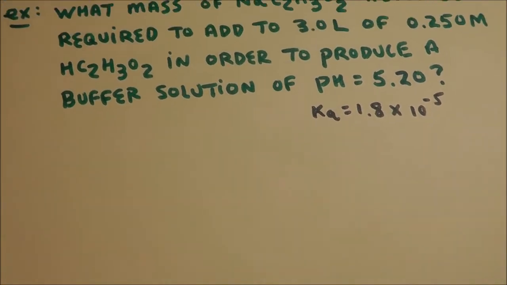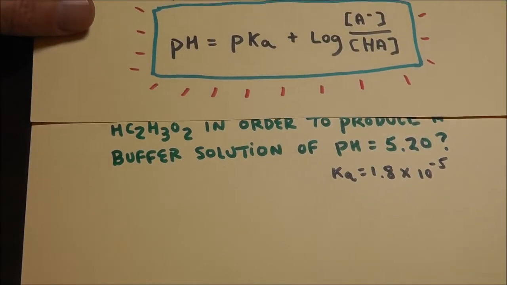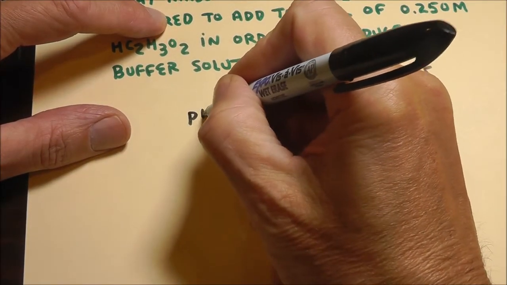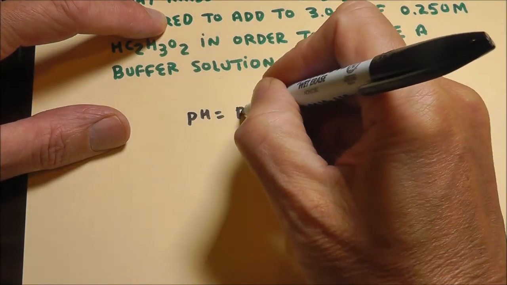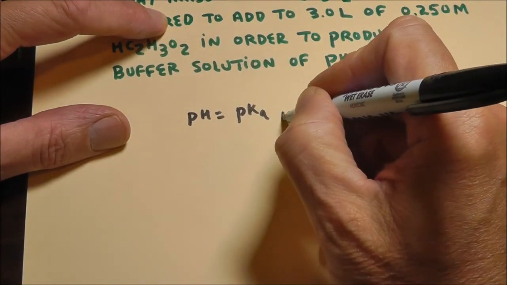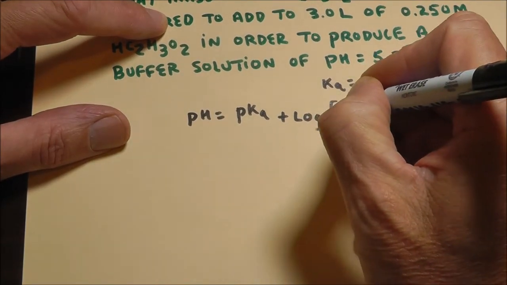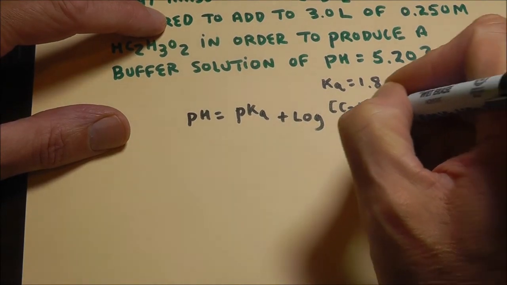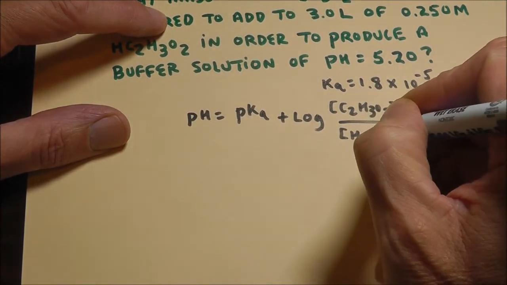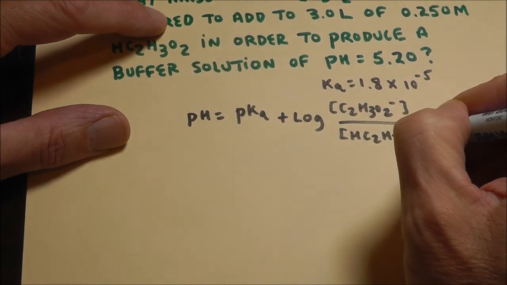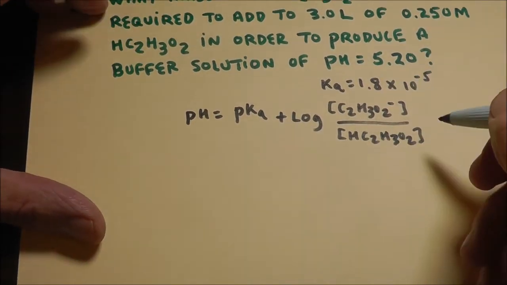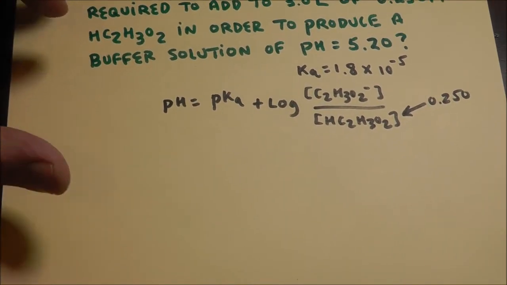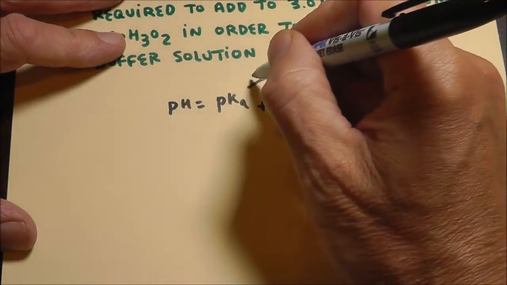Let's go take inventory of what we got here. What we've got here is our Henderson-Hasselbalch equation. pH equals pKa plus log, and in this case the conjugate base is C2H3O2 minus, and the acid is HC2H3O2. And now let's keep track of what they gave us. They said this was 0.25 in the problem.